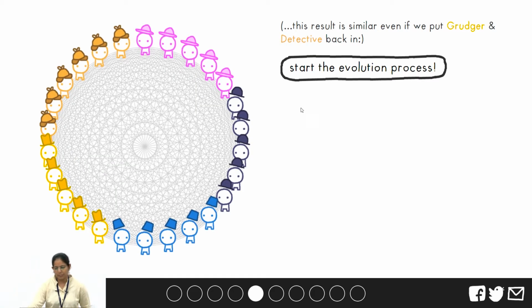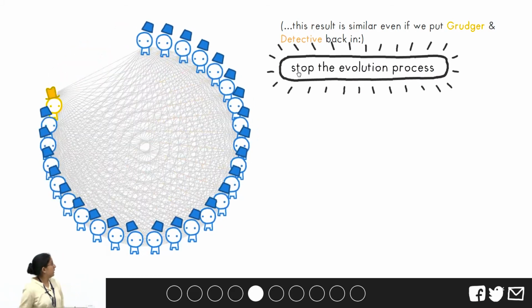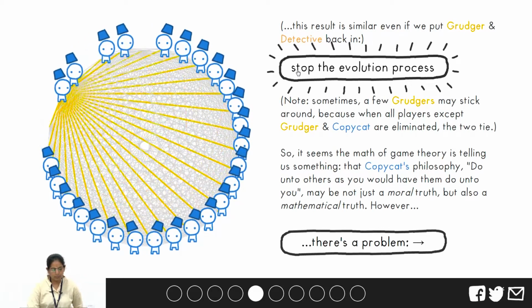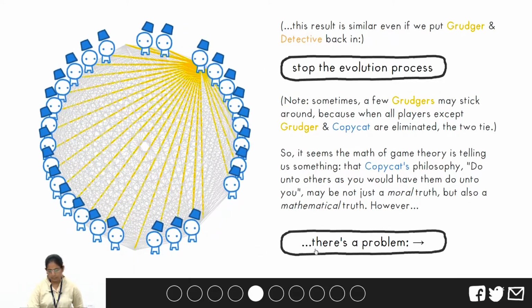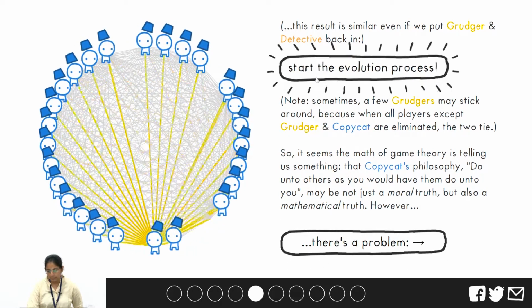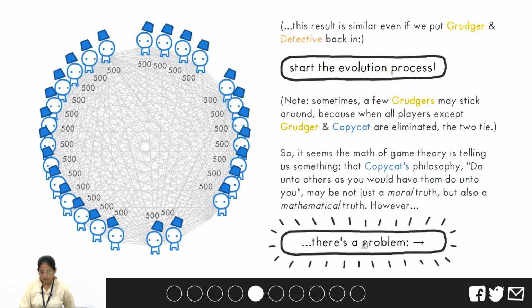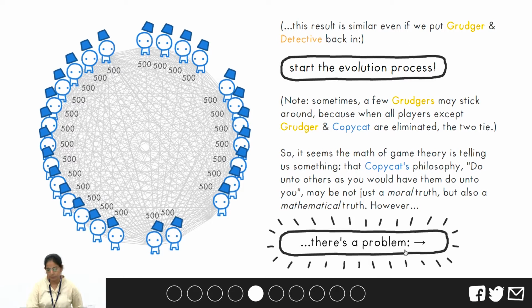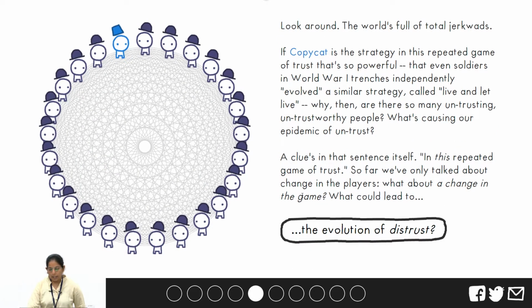This is something that you can again check. So there seems to be a small issue with the graphics, but okay, I mean, you can convince yourself that this works out. So okay, here's the message: the copycat's philosophy is not just a moral truth, but maybe there is some essence of it being a mathematical truth.